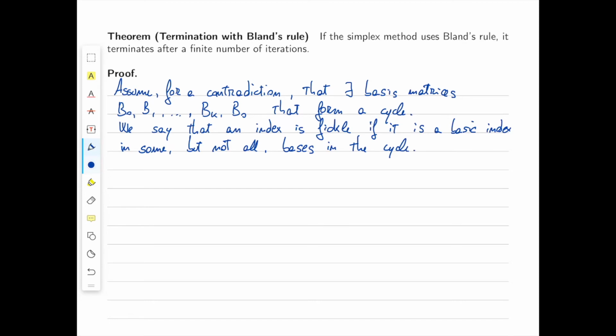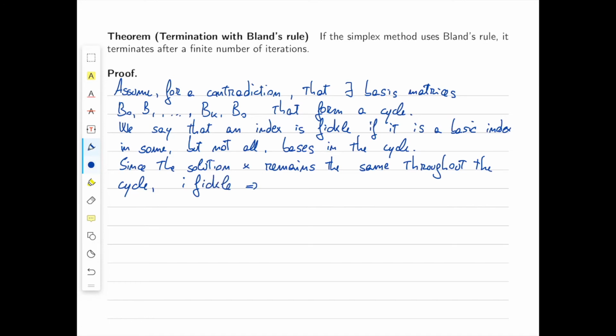The first thing to observe is that if a variable i is fickle, then the corresponding variable xi will be equal to 0 in the solution corresponding to this basis, since the solution x remains the same throughout the cycle. So i fickle implies xi equal to 0 throughout the cycle. The analysis in this proof will follow from the analysis of the largest fickle index. Let's call it T. So let T be the largest fickle index.